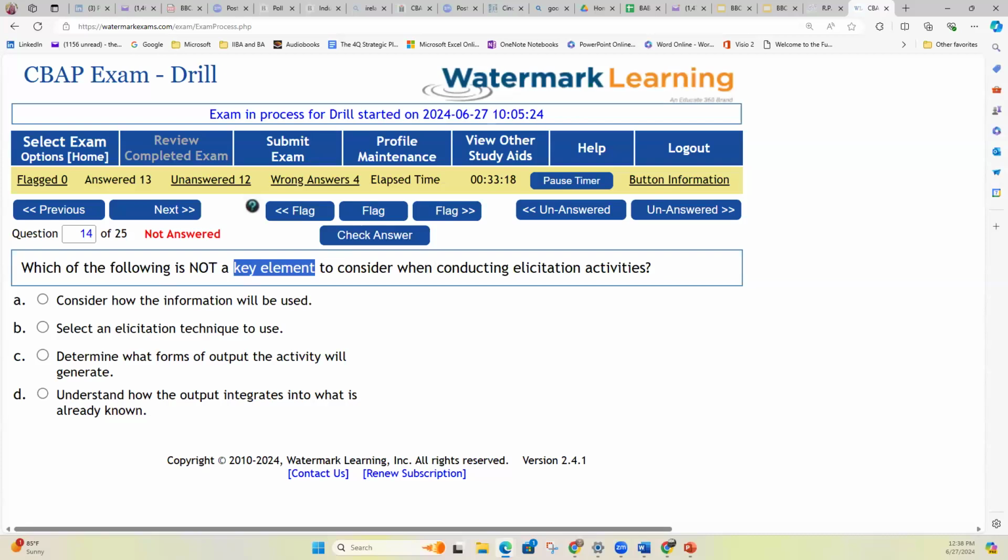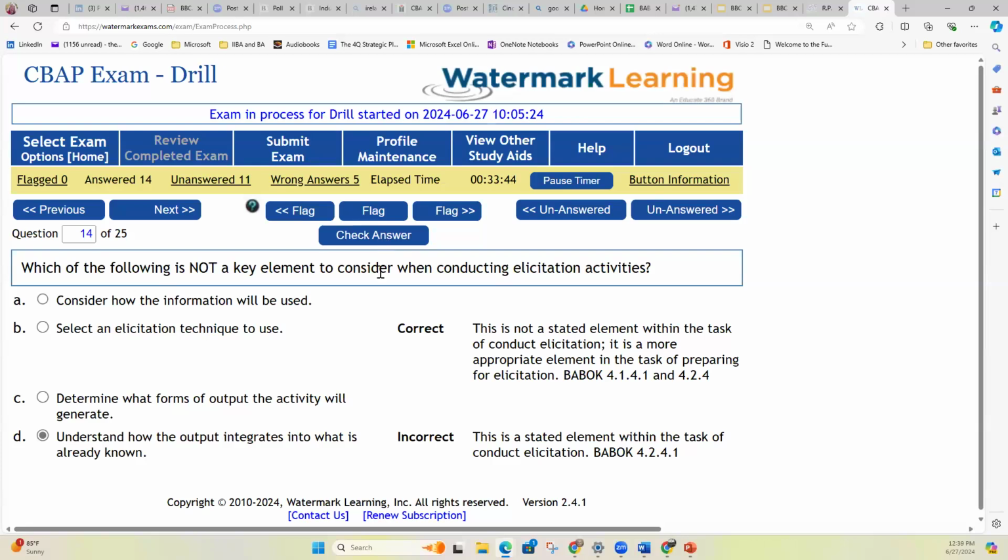Any votes? I go with D as a dog. The only reason is it doesn't really remind me of anything from the BABOK. I think D, dog, too. Okay. We think this is the correct answer because it's not a key element.